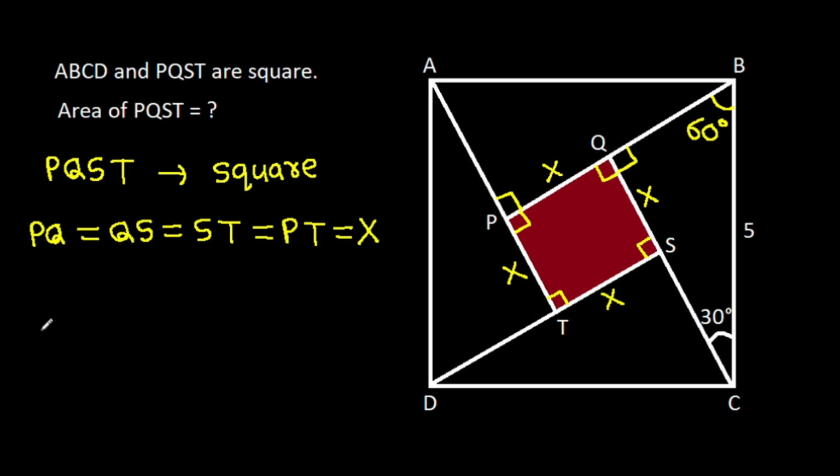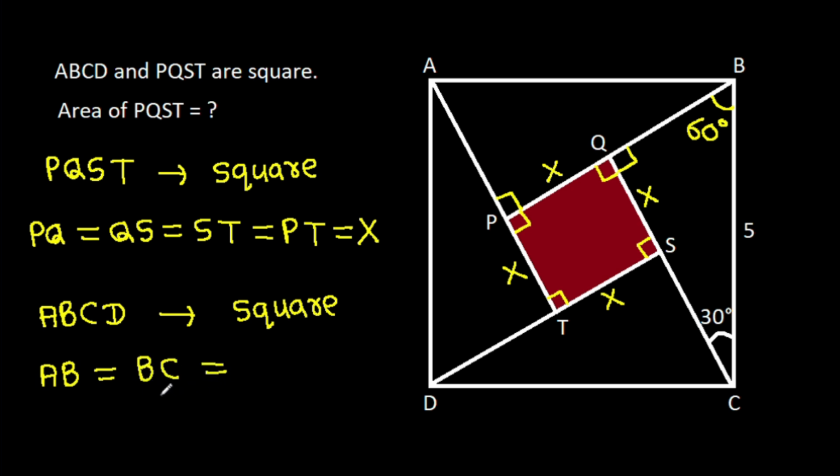And we know that ABCD is a square. So AB will be equal to BC, and BC is 5. So AB will also be 5, and angle ABC will be 90 degrees. So this angle will be 90 degrees minus 60 degrees, that will be 30 degrees.